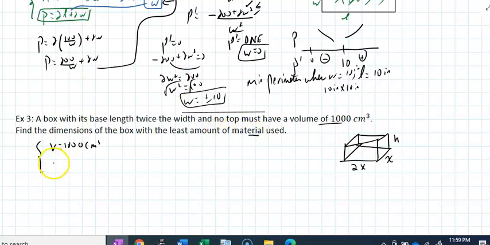Amount of material is the surface area. Well, the surface area will be the area of the base, that is 2x times x, that's 2x squared. And since it's an open top, no top, I'm not going to count the top. This side is x by h, and there's two of them. And this front side is 2x by h.